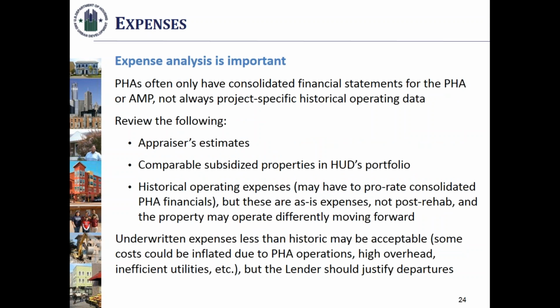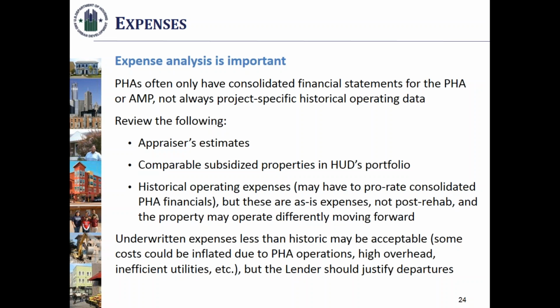On the expense side, expense analysis is really important on a RAD deal. So PHAs often will only have consolidated financial statements for the PHA itself or their specific AMPs. I think their asset management project, I believe, is the acronym. It could be groups of individual projects in an AMP. A lot of times the CHAP name ties to the AMP name, but it may not necessarily be our specific project. It may be one piece of an AMP. So we don't always have project-specific historical operating data.